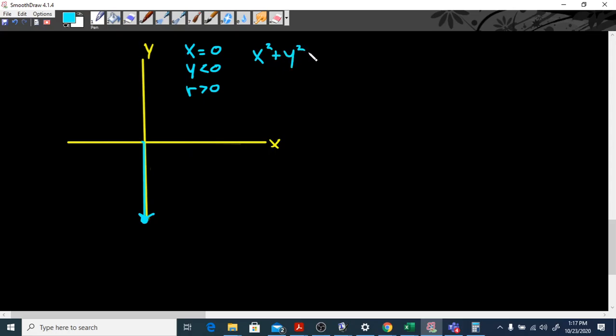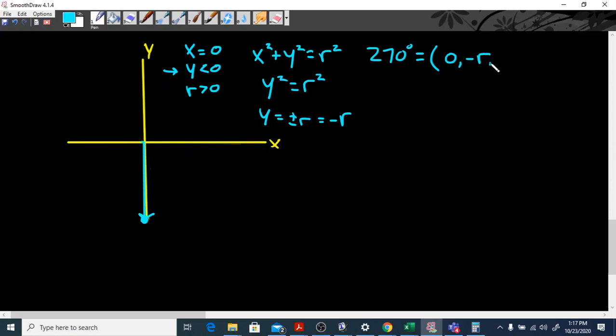Pythagorean theorem, x squared plus y squared equals r squared. X equals 0, so y squared equals r squared. Take a square root, y equals plus or minus r. And in this case, it's going to be the negative of r because we know that y has to be negative. Okay. And so for 270 degrees, we're talking about the following components. X is 0, y is the negative of whatever r is, and then r is just r. Okay, so finally, we get the sine of 270. 270 in radians is 3 pi over 2, by the way. Because pi over 2 is 90, 90 times 3 is 270.